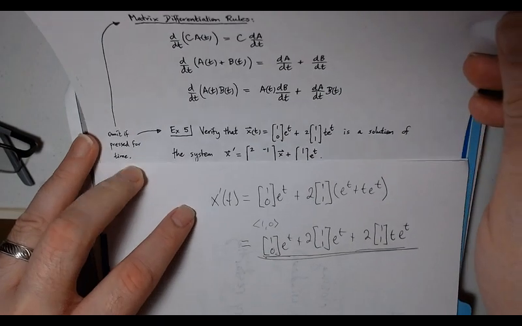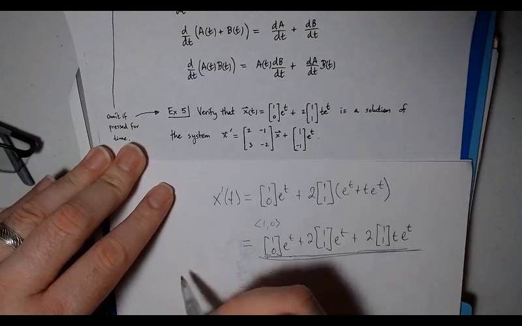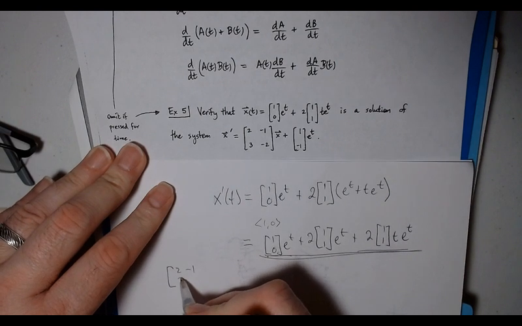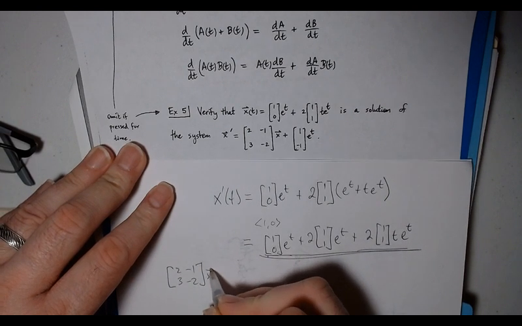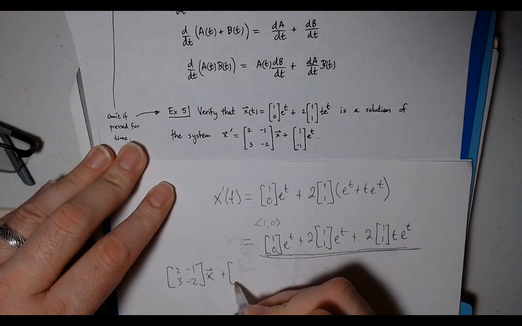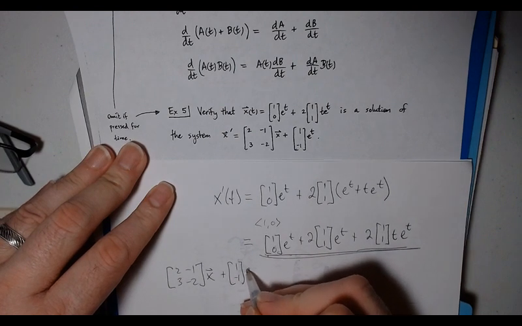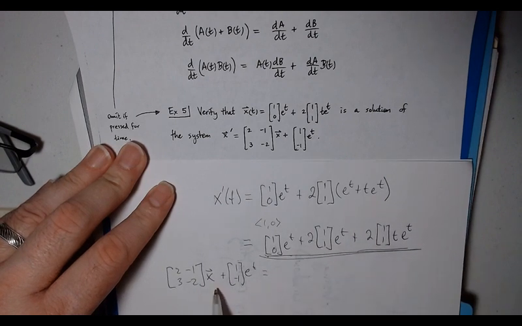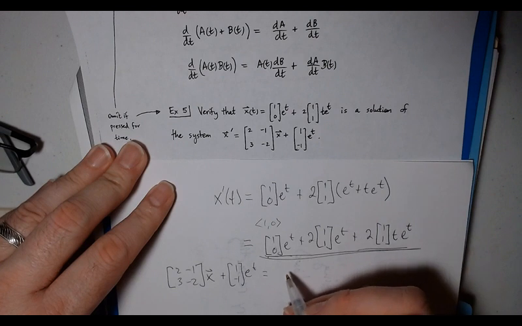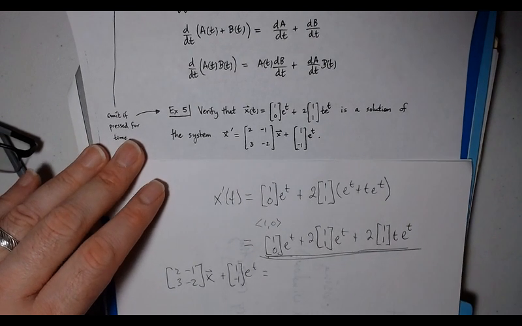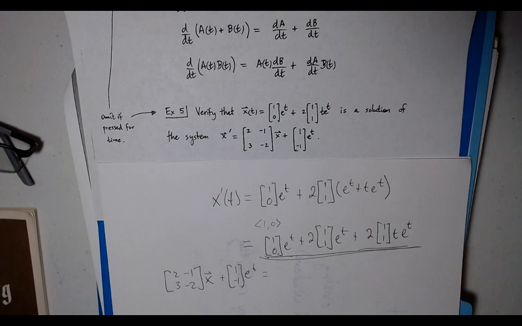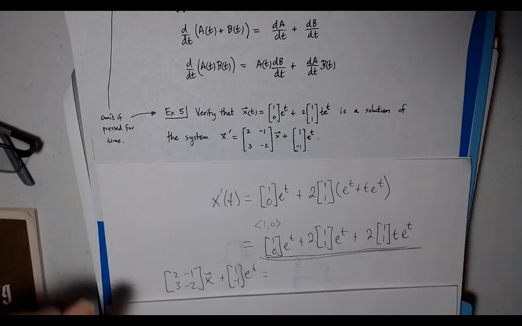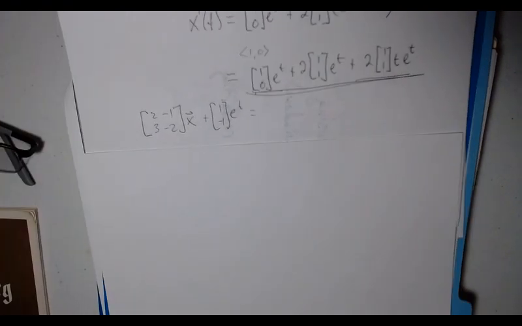So I need to compute [2, -1; 3, -2] times x plus [1; -1] e to the t. So how does that work? Well, it works by me getting another piece of paper. Give me just a second, guys. I just don't have enough room on that paper to show you.